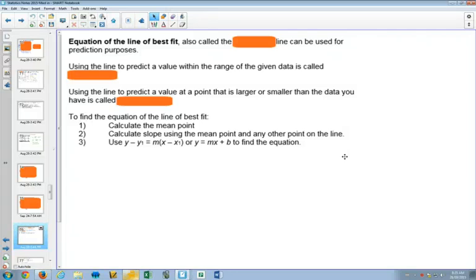Right. The equation of a line of best fit is also called a regression line. You can use the line to predict data within your data range. That's called interpolation. And if you predict stuff outside of your data range, that's called extrapolation.